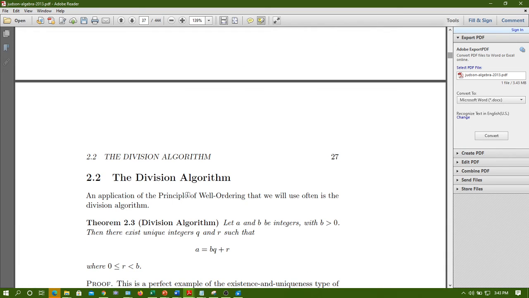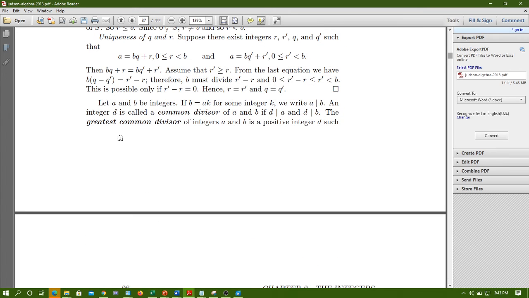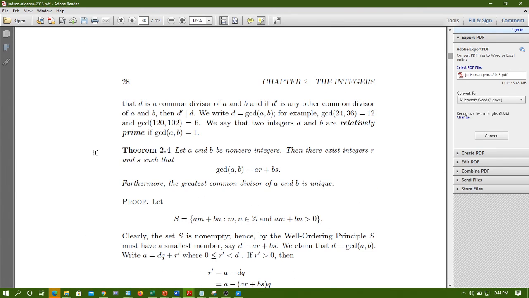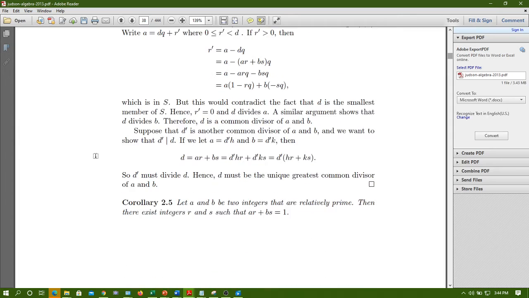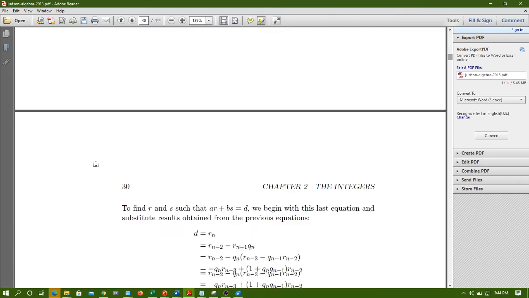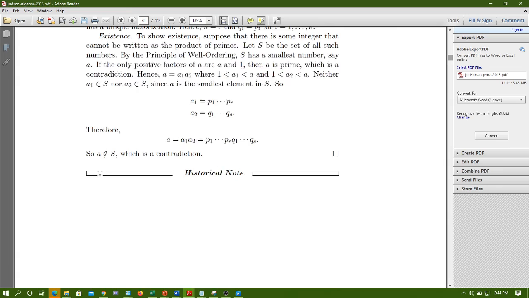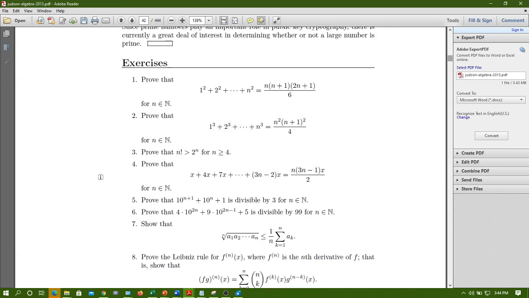What else? The division algorithm, of course, is very common, and you can still meet this in another subject on polynomials. I forgot the title. So division algorithm, common divisor, greatest common divisor, relatively prime, and the Euclidean algorithm, prime numbers, fundamental theorem of arithmetic, and historical note, and we're done.